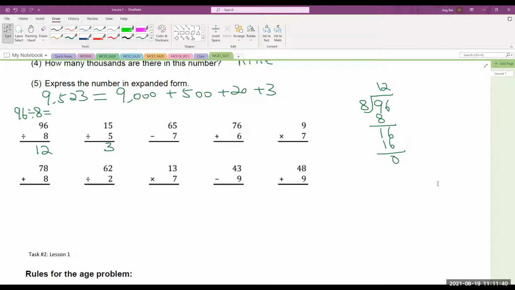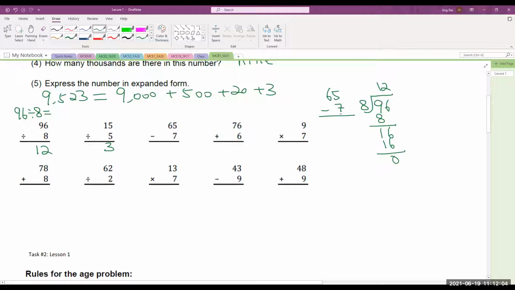How about Evelyn? Evelyn, can you help me with this? 65 subtracted by 7. What would the answer be for this one? 64 subtracted by 7 is 52. 52? Okay.